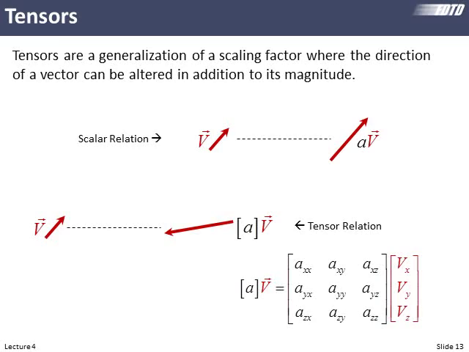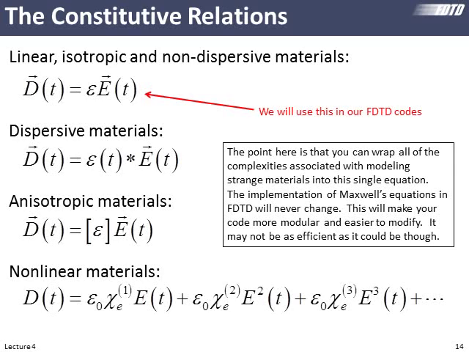That's important because these tensors appear in the constitutive relation. Now, in the easy case of linear, isotropic, and non-dispersive materials, our constitutive relation is just D equals epsilon times E, just a simple multiplication, very, very easy. This is what we will use throughout the semester, but I at least want to take one slide to show that there's actually a whole lot more complexity here.